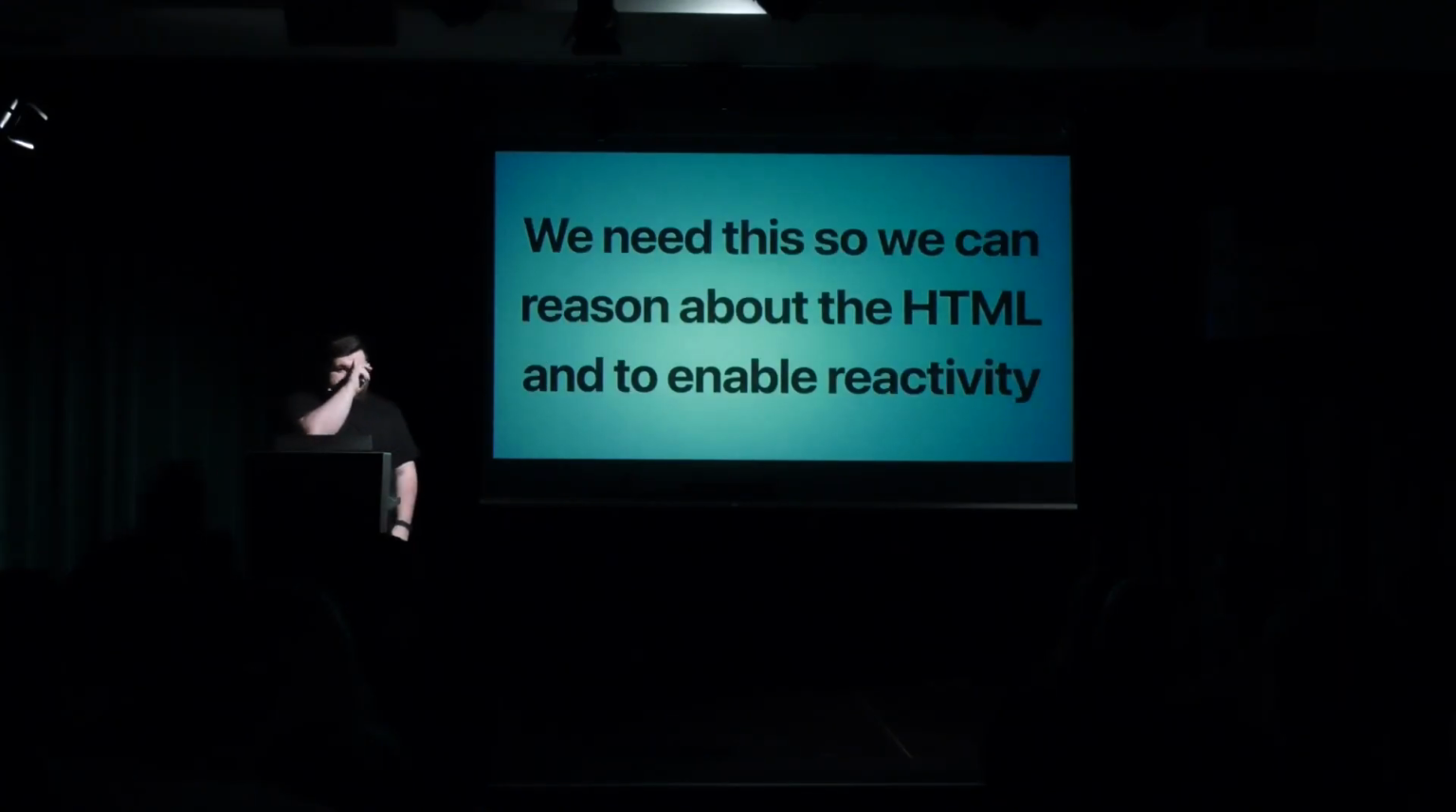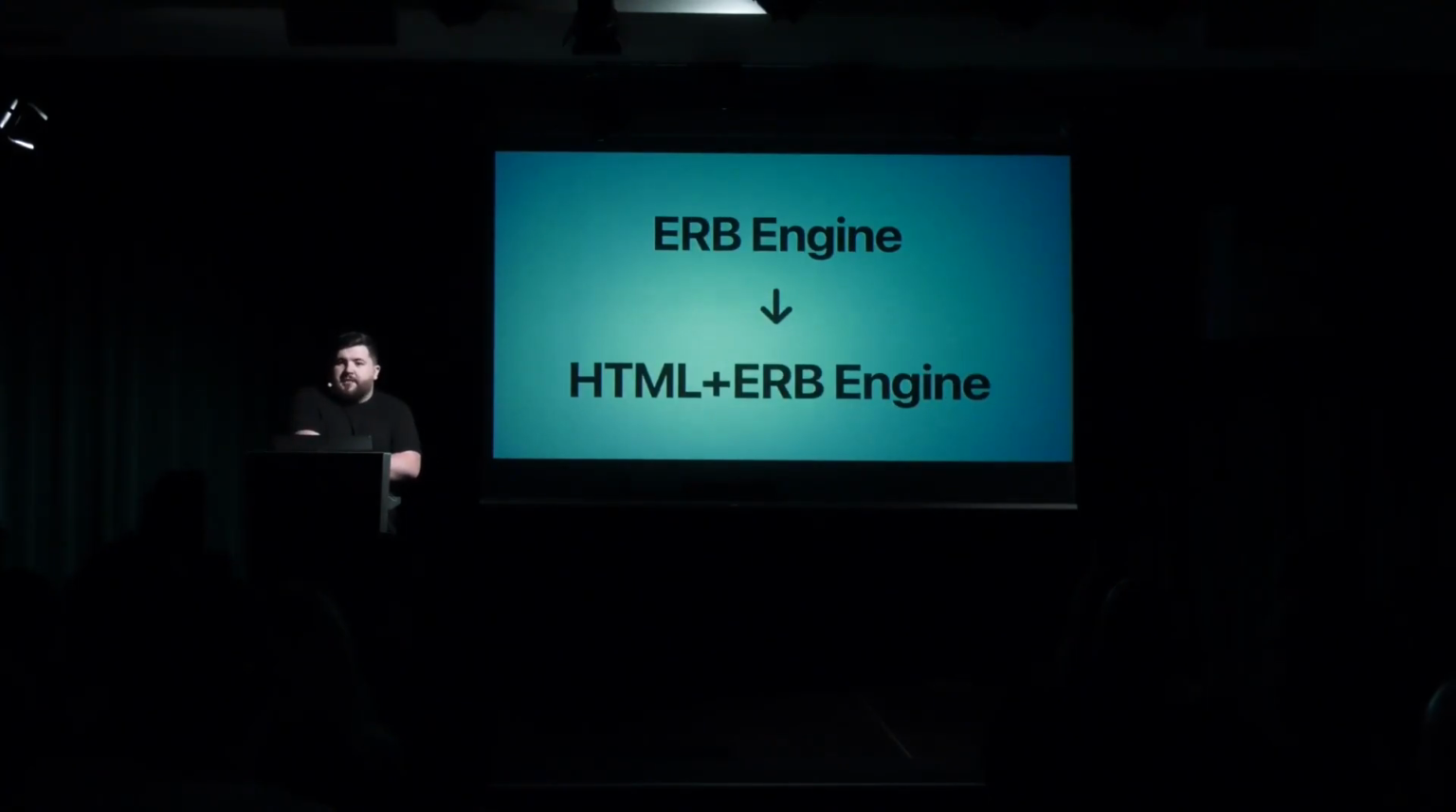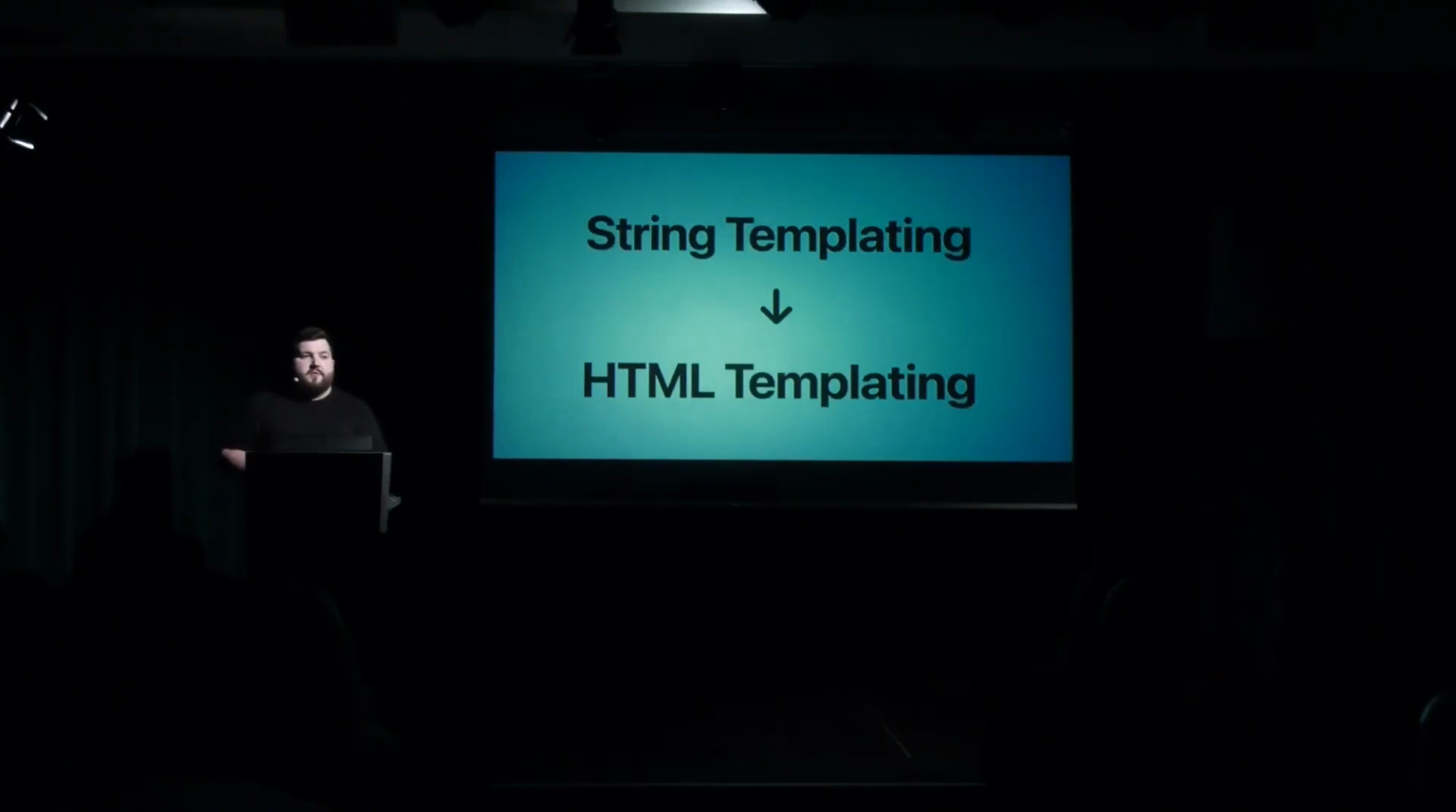And this is also what we need to be able to power this reactivity, so we can have similar tools to things like Phoenix LiveView or, in Laravel, Livewire. For us to be able to do that, we need to understand our HTML around it so we can build these features. So we want to take our ERB engine and make it an HTML ERB engine, or put differently, we want to go from string templating to HTML templating.